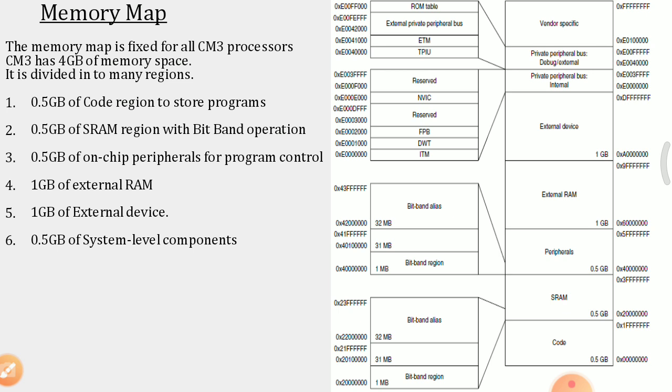Then we have a 0.5 GB SRAM region with bit-band operation. This SRAM region is divided into some other regions, which are also displayed here: a bit-band region of 1 MB, then a 32 MB bit-band alias. Regarding these topics we will see in the next slide.